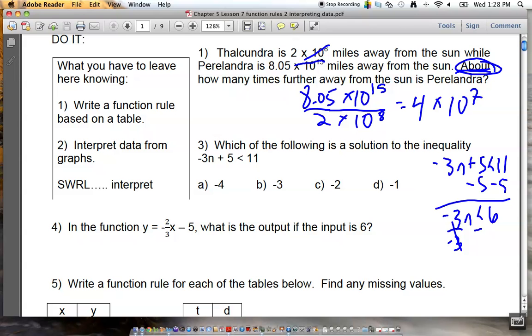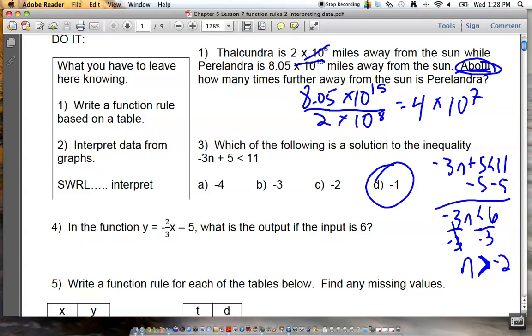Divide by negative 3. What do I have to do anytime I multiply or divide an inequality by a negative? Turn that sign. Good. Switch the sign. n is greater than negative 2. The only choice here that's greater than negative 2 is negative 1. A lot of people put negative 2 as the answer. It's not negative 2. It says n is greater than negative 2. Negative 2 is not greater than negative 2. It equals negative 2. Therefore, it doesn't work.